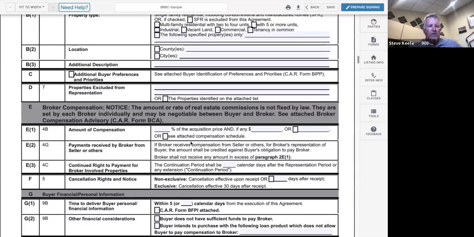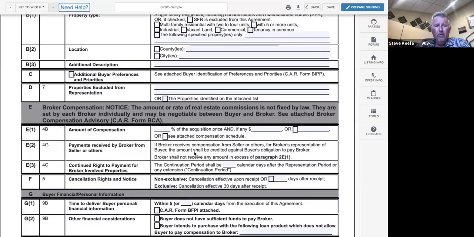Skipping down to compensation. So E1 is amount of compensation. So this is the percentage of acquisition price. Typically, that's what you're going to use. You're going to use a percentage, whatever number it is that you put in there that you're going to negotiate in for your commissions.